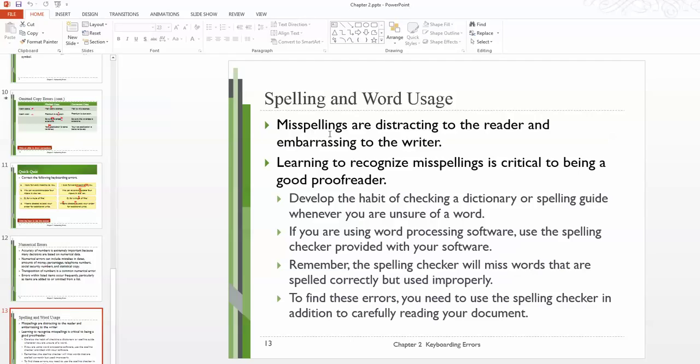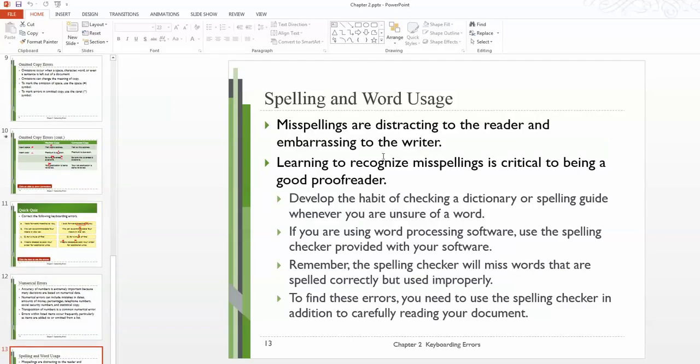So this is the last slide, and it's kind of just summing up the entire chapter, identifying that misspellings are distracting to the reader, they're embarrassing when they're caught. Learning to recognize them is critical. So these are some points to follow. Develop a habit of checking. Have a dictionary and a thesaurus available to you. It's available to you on computer. You might also consider having a dictionary at your desk.